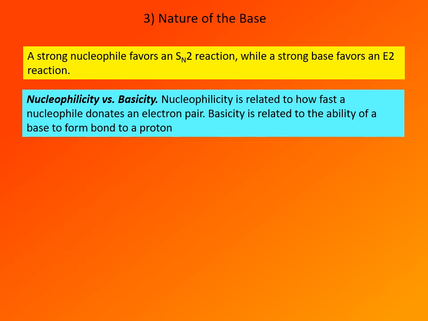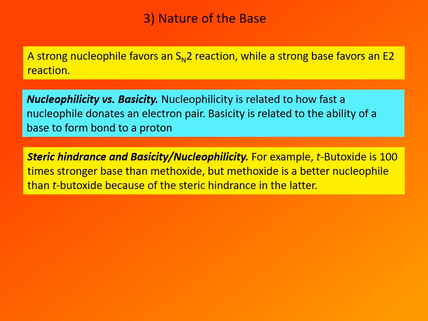So that's a thermodynamic effect. When it comes to steric hindrance and its effect on basicity and nucleophilicity, tertiary butoxide is 100 times stronger base than methoxide, but methoxide is a much stronger nucleophile than t-butoxide because of the steric hindrance in t-butoxide. So steric hindrance will make a species a very weak nucleophile or maybe non-nucleophilic at all, but at the same time it does not affect base strength, and in fact because of the electron donation from those large substituents, it may even increase base strength. So sterically hindered species could be a very strong base but a very weak nucleophile.